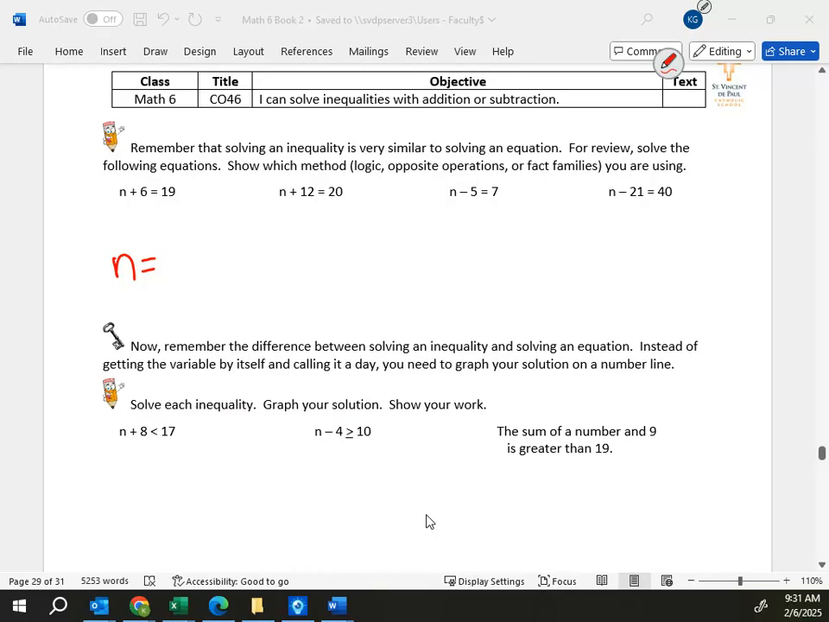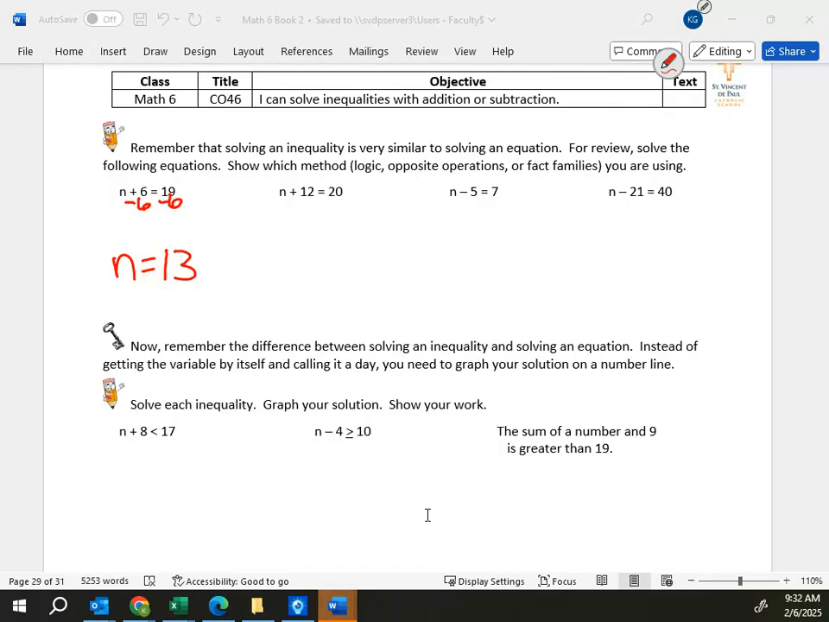All right, who has an answer? What does n equal, Lila? N equals 13. How did you solve that? I subtracted 6 and 19. Yeah, you did those opposite operations. If we're adding 6, we want to subtract 6 from both sides to get n by itself. 19 minus 6 is 13. Look at the next one.